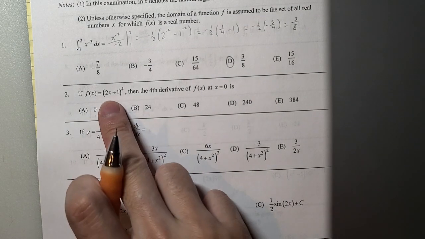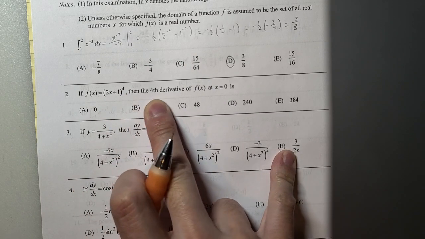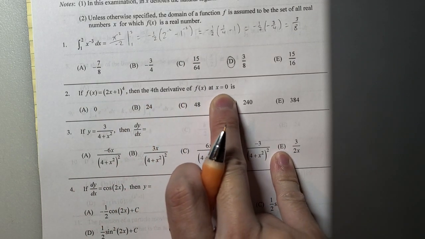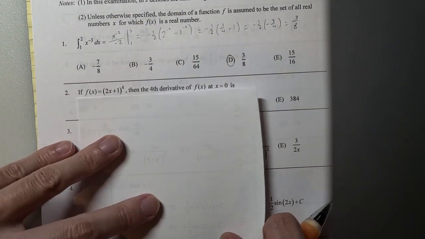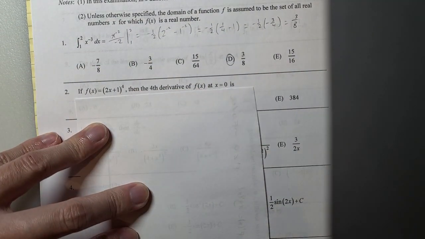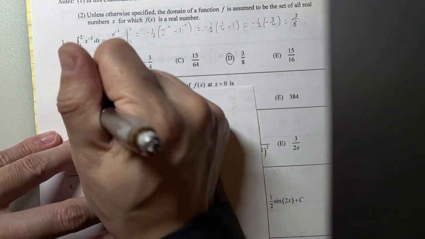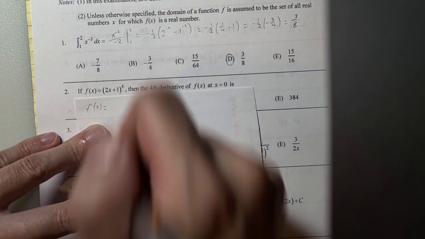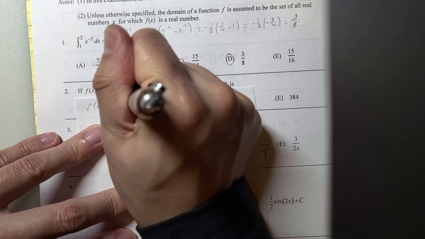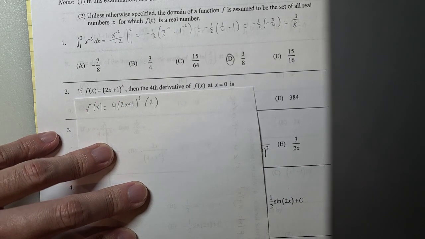If f of x is 2x plus 1 quantity to the fourth power, then the fourth derivative of f at x equal to 0 is what? Okay, so let's start taking derivatives. We would need the chain rule here. F prime would be, we first do the power rule, 4 times 2x plus 1 to the third power times the derivative inside, so that's times 2.